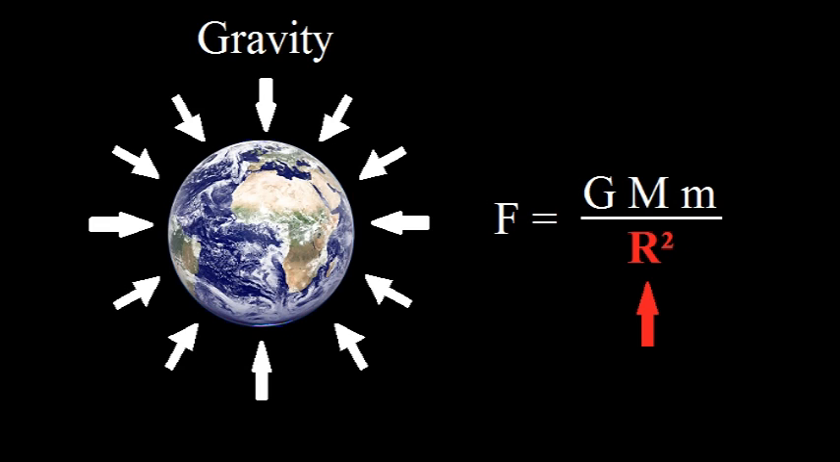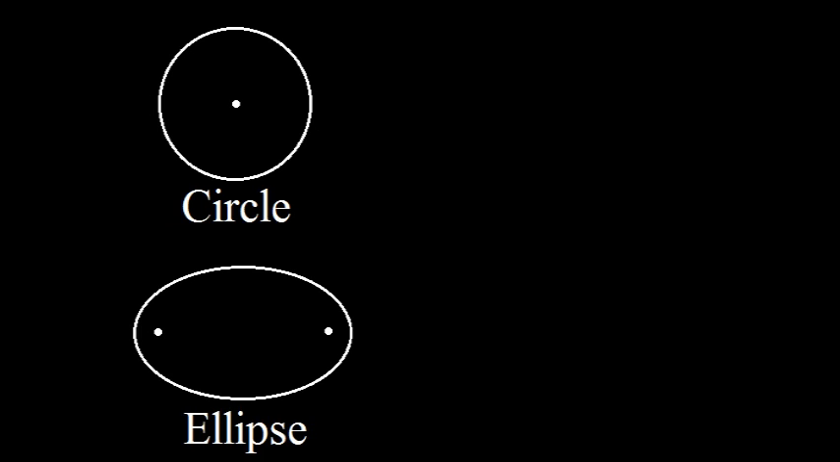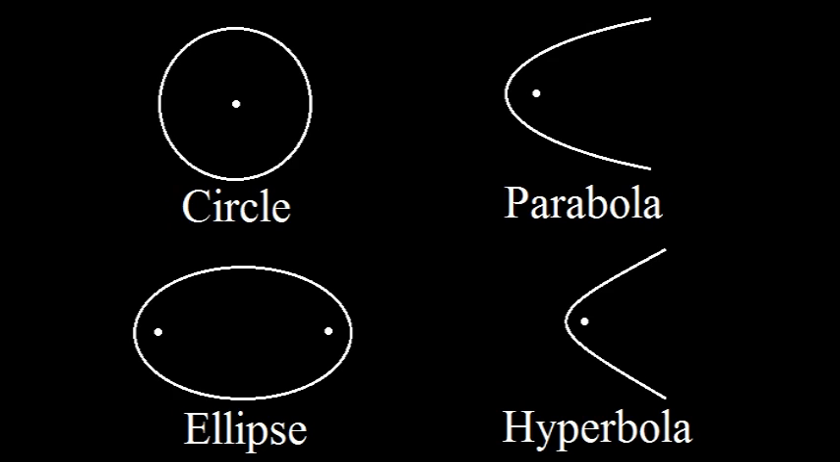As a consequence of this inverse square law, an orbit can only take the shape of a conic section, that is to say, a slice out of the middle of a cone at some angle. There are only 4 possible shapes that can result: a circle, an ellipse, a parabola, or a hyperbola. Now, these last 2 shapes, the parabola and the hyperbola, are escape trajectories. They represent the object leaving the Earth and never coming back. We can pretty much ignore them.